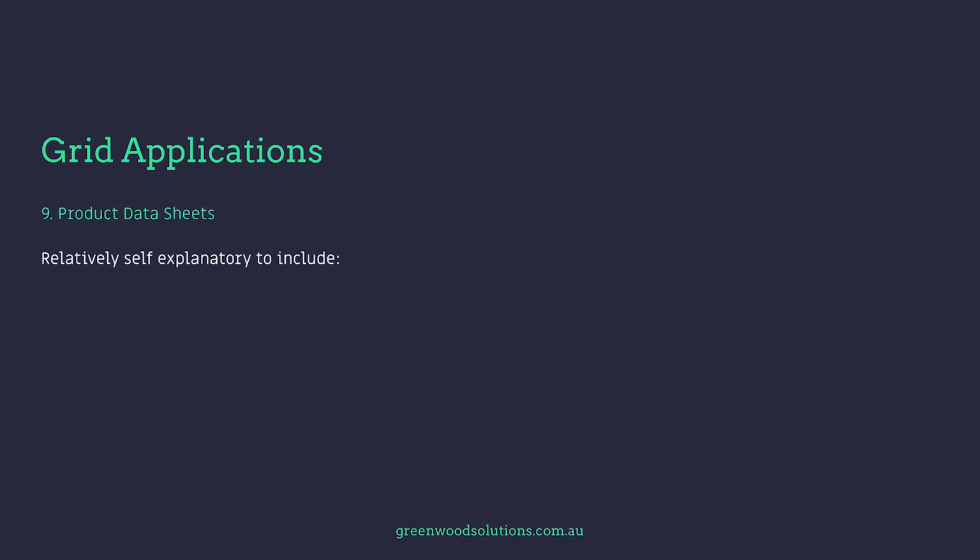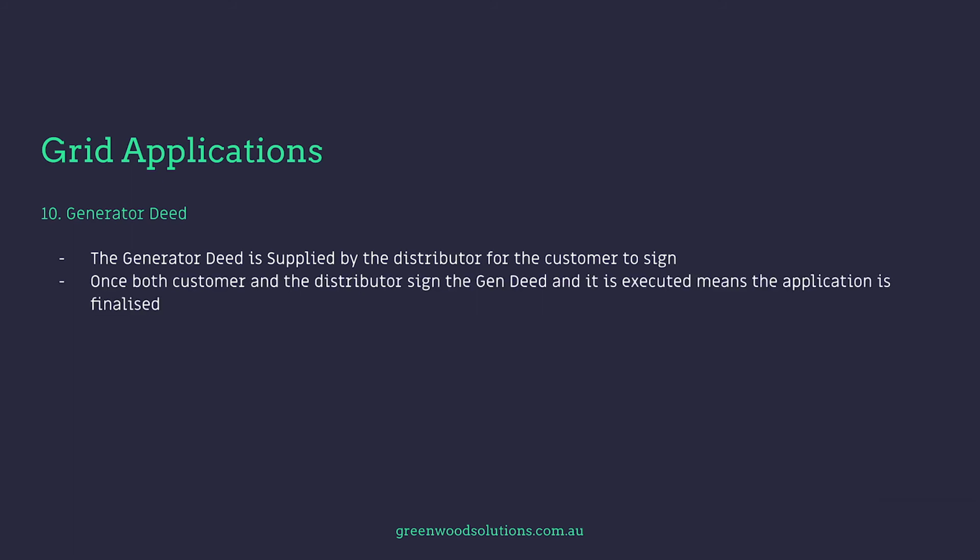This is relatively self-explanatory, and you must include panel information, inverter information, and the monitoring data sheets along with your submission. The generator deed is supplied by the distributor for the customer to sign. Once both customer and the distributor sign the generator deed and it is executed, it means the application is finalised. This is typically supplied when connecting to the grid for a feed-in tariff.